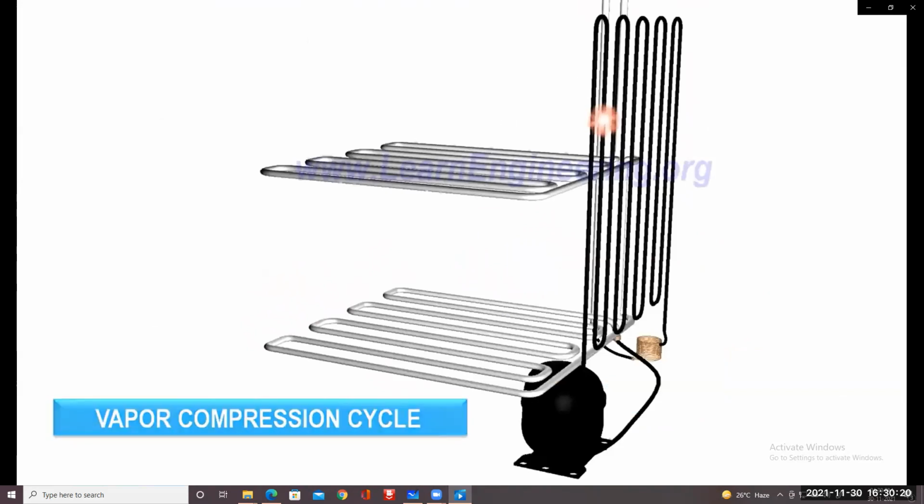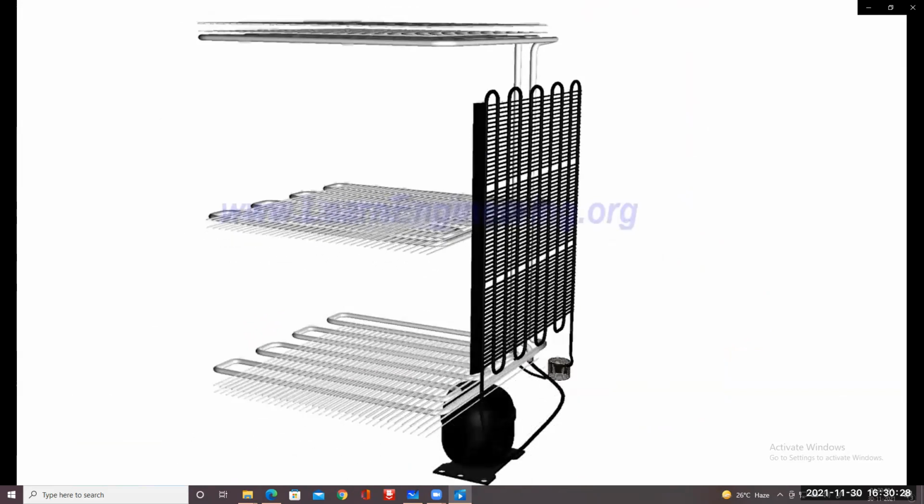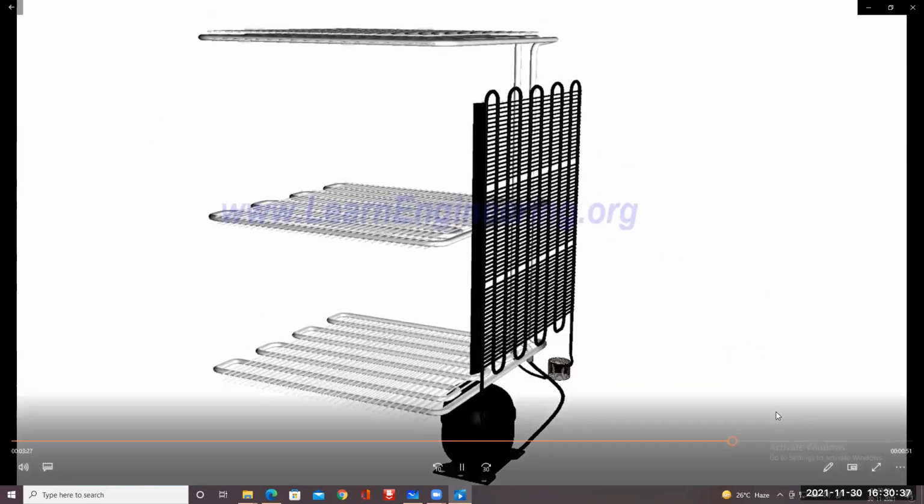You can note more details of refrigerator components here. To enhance heat transfer, both evaporator and condenser have fins attached to them. Since evaporator is cooling the surrounding air, it is common that water will get condensed over it, forming frost. Frequent removal of frost is required to enhance heat transfer.